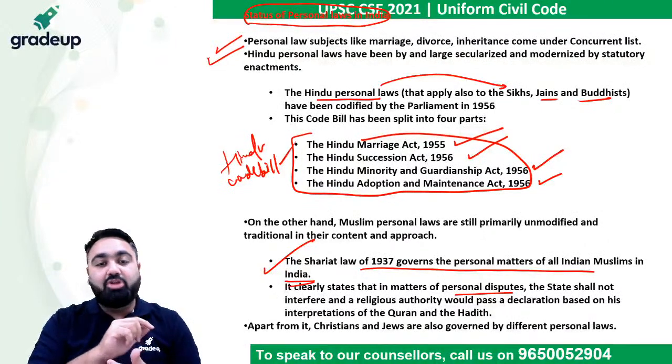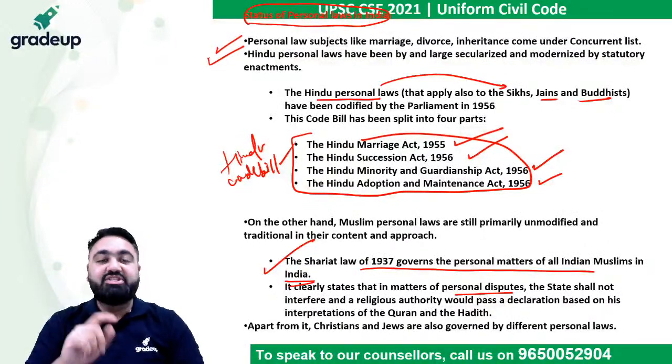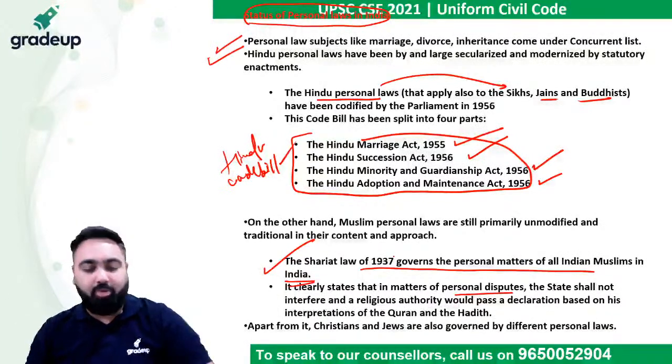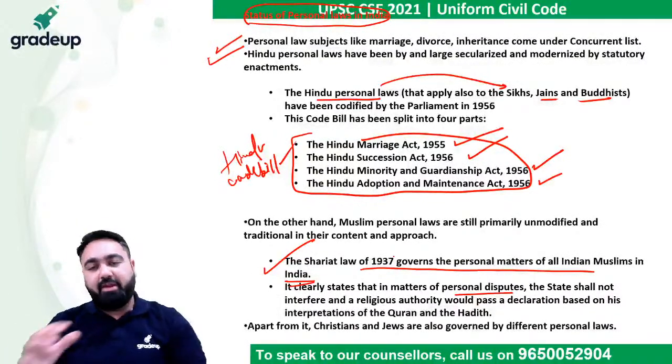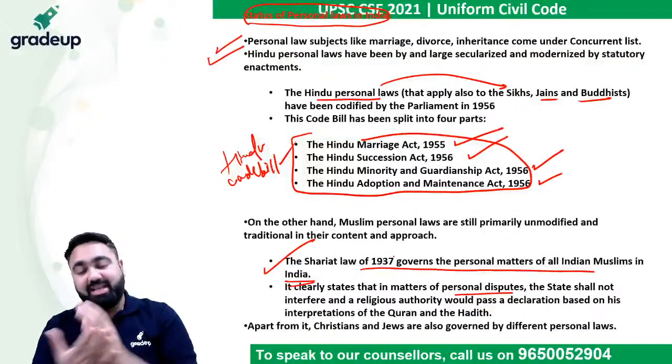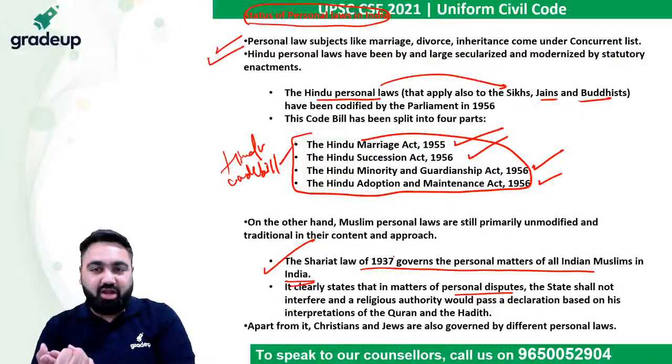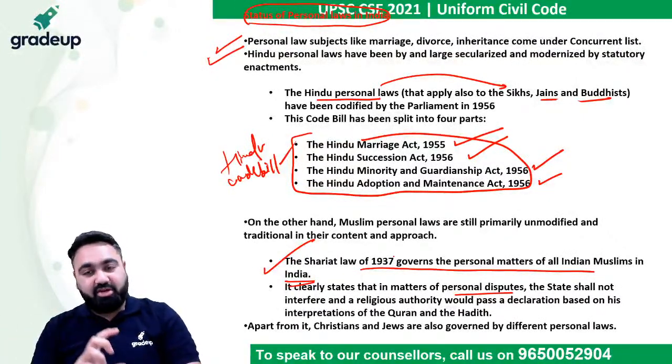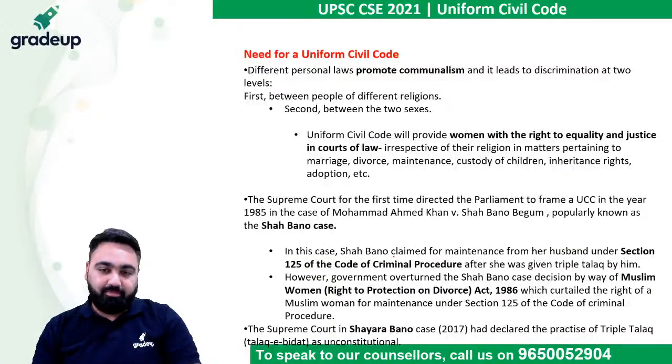Apart from this, we also have separate laws for Christians and Jews in India, which we don't really talk about that much. So we have different personal laws for Hindus, under which the Sikhs, Jains, and Buddhists are also covered. We have a separate personal law for Muslims. We have a separate personal law for Christians and for the Jews as well.